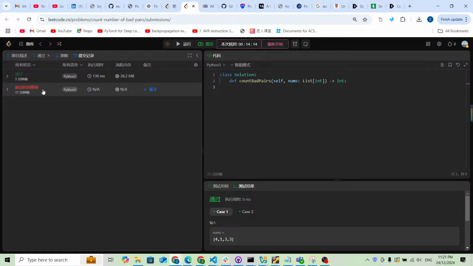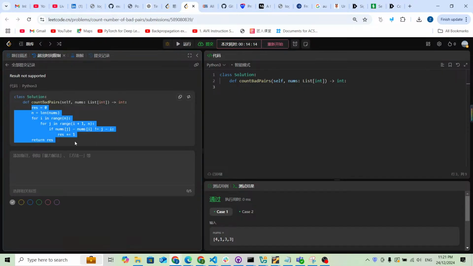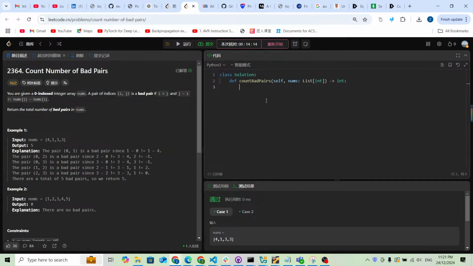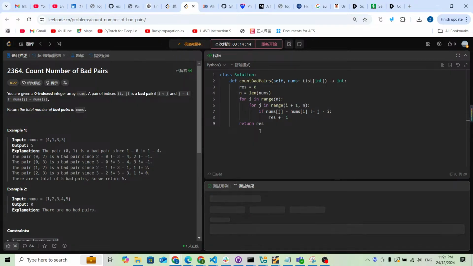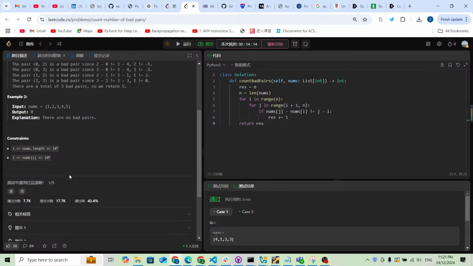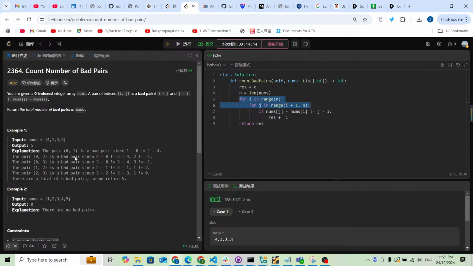Let me just check some brute force. If we are going to solve it directly, we just use two for loops and check if nums[j] - nums[i] != j - i. Then we update the result by plus 1, and finally return the result. But this is not okay because n is up to 10^5, so it's going to be 10^10. Definitely it will not work. If I submit it, it's going to have time limit exceeded, because this brute force didn't work.